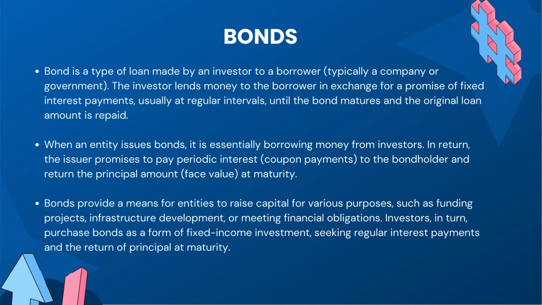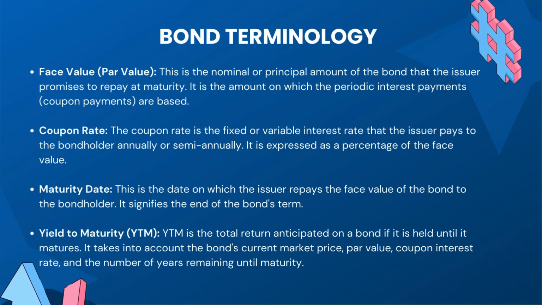When an entity issues bonds, it is essentially borrowing money from investors. In return, the issuer promises to pay periodic interest, coupon payments, to the bondholder and return the principal amount, face value, at maturity. Bonds provide a means for entities to raise capital for various purposes, such as funding projects, infrastructure development, or meeting financial obligations. Investors, in turn, purchase bonds as a form of fixed income investment, seeking regular interest payments and the return of principal at maturity. Now let's look at terminologies used in bonds.